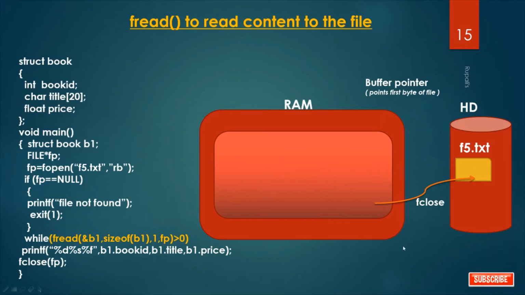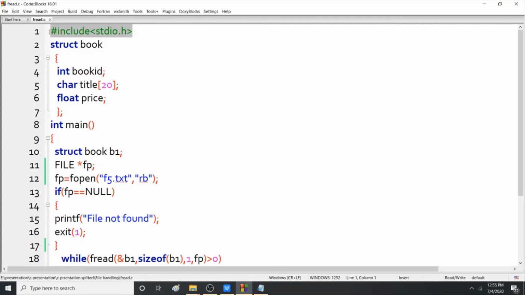So see the code. First, you have to include the header file stdio.h. Then we define one structure book. Declare one variable b1 of struct book type. Then one file pointer fp, which points to that particular file from which we want to read. Now our file is f5.txt. We have to read from this file. So using fopen, we open the file in read mode, and it is in binary format.